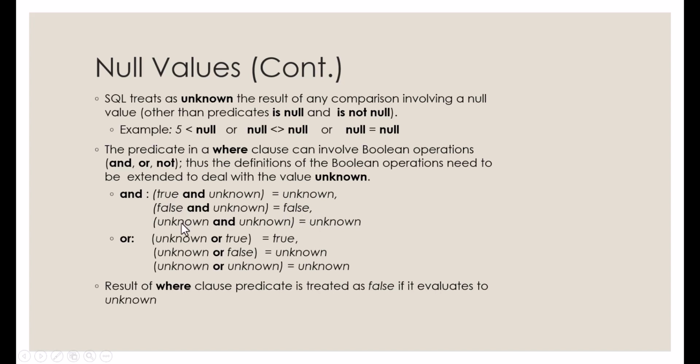Same thing here, unknown and unknown. That means it could be true and true, right? If it's true and true, it's going to be true. If it's false and false, it's false. So unknown and unknown is unknown.